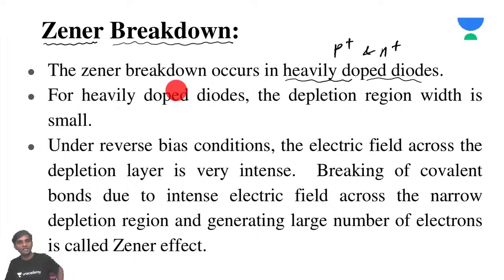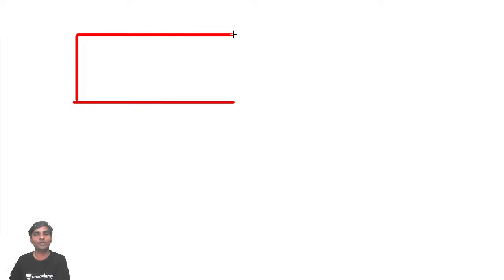For heavily doped diodes, the depletion width is very small. Understand what this means. Why is the depletion width small? Why does the depletion width need to be very small? This is the point you need to understand. Without understanding that, you should not move forward. You should definitely understand that.